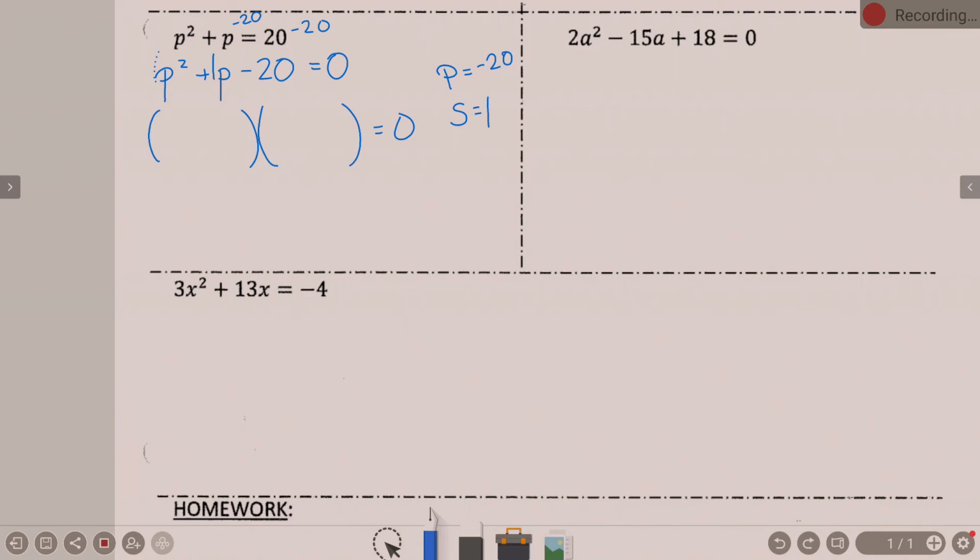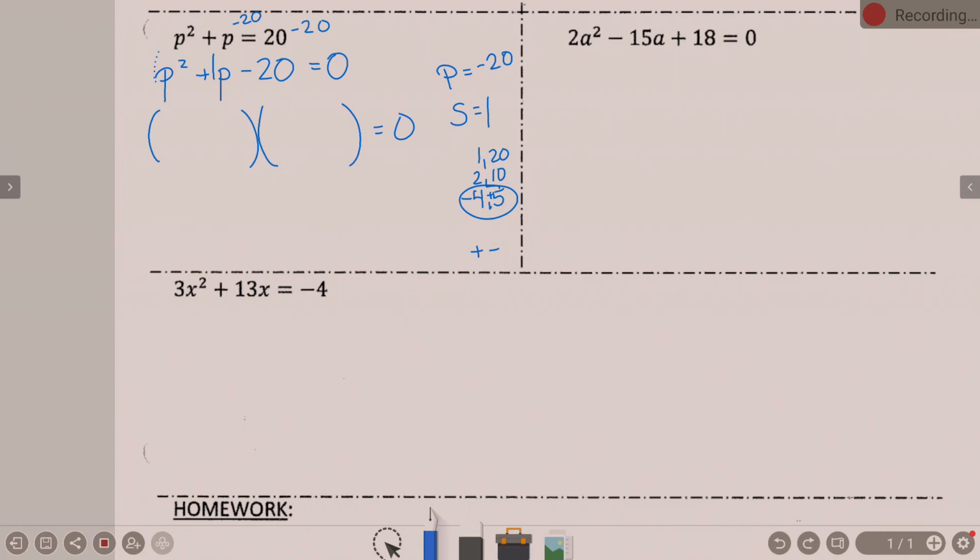So, what kind of numbers multiply to equal 20? 1 and 20. 2 and 10. 4 and 5. Which pair could possibly add or subtract to be 1? 4 and 5. Now, if it multiplies to be negative, that means I need a positive and negative. If it adds to be a positive, the bigger one's positive, right?